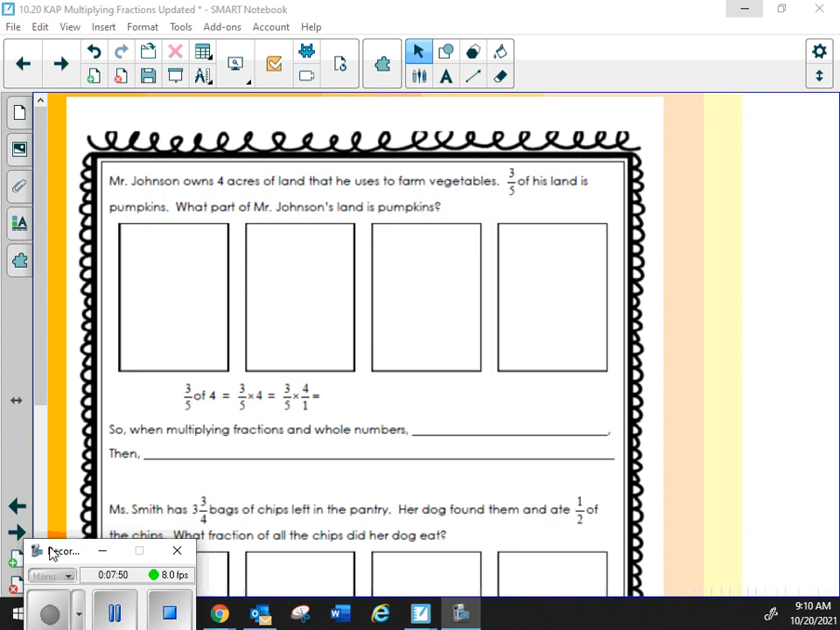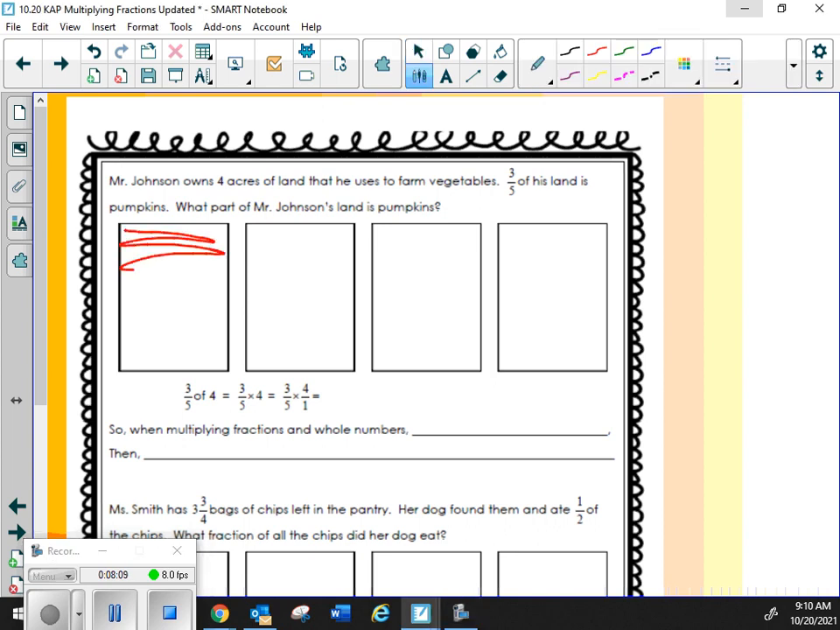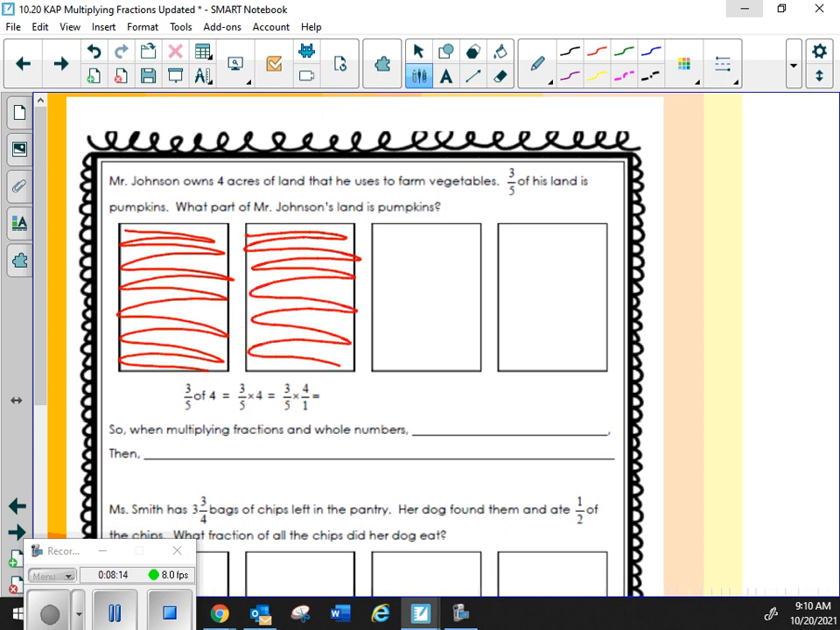Okay, so first I'm going to start with modeling his 4 acres of land. What do you think I could use? The 4 rectangles, right? Are you good with that? Is he using all 4 acres to farm? Yes, it says he owns 4 acres that he uses to farm. So I'm first going to show all of his farming land. Okay, so I'm going to color all 4 boxes. And he uses those 4 acres.